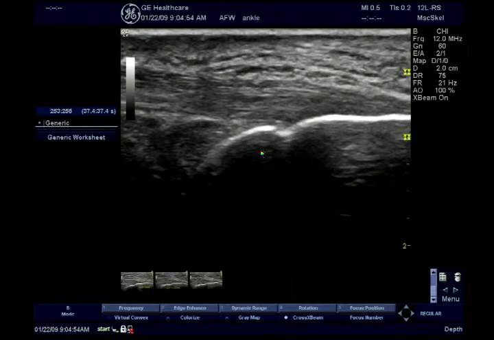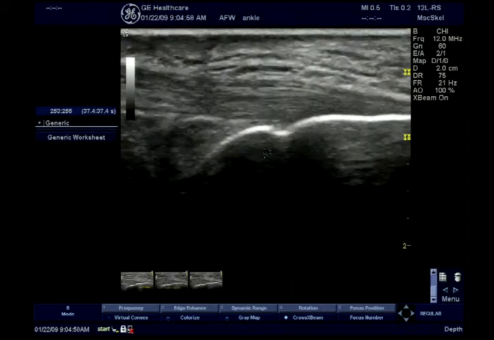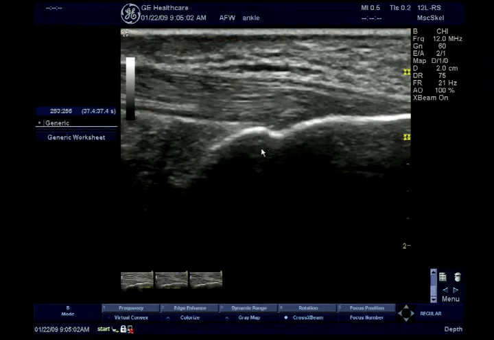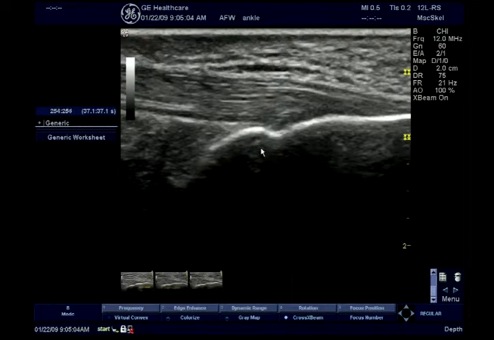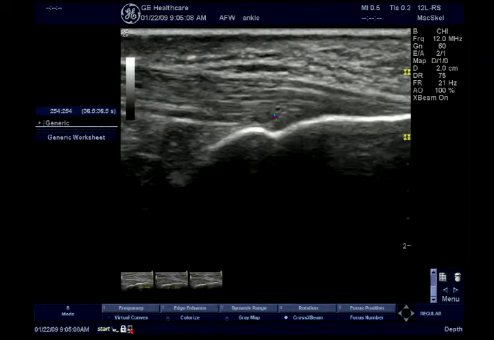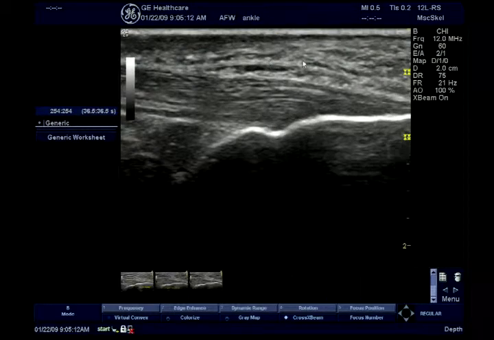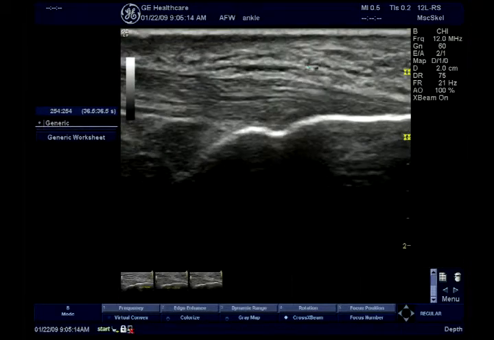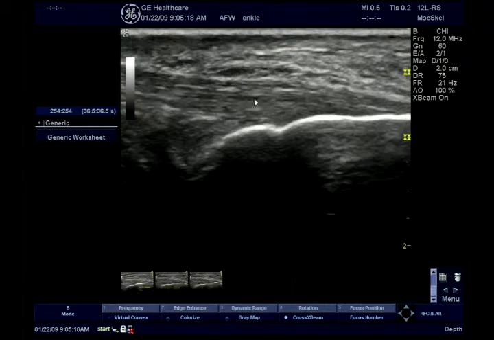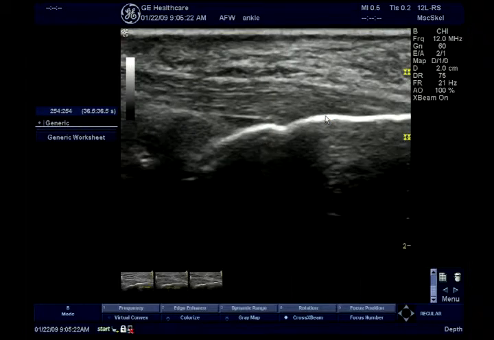This is one of the best areas to begin to obtain scans, particularly when looking at ultrasound images for beginners, because it shows all of the structures that you want to identify on a typical ultrasound image. We'll first look at the hyperechoic region of the skin, the hyperechoic or isoechoic region of the subcutaneous tissue, and then you will see the Achilles tendon here as it comes down and attaches to the calcaneal bone.